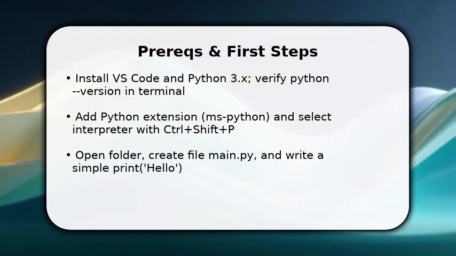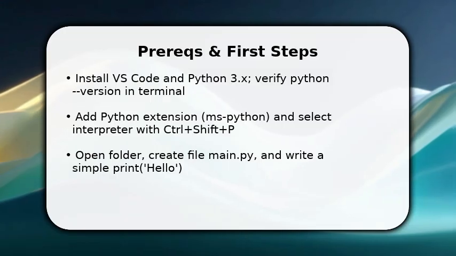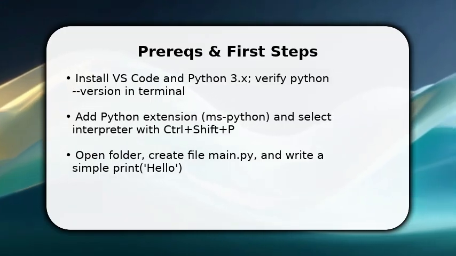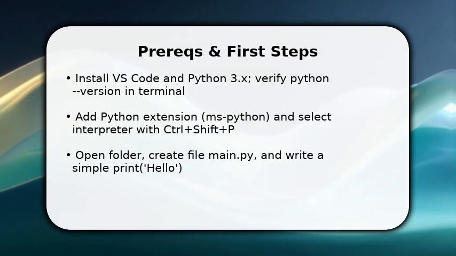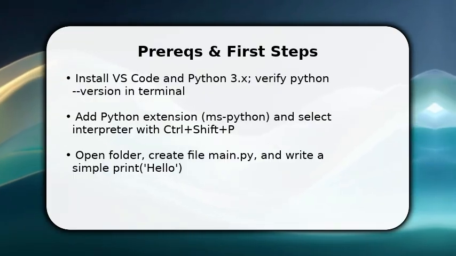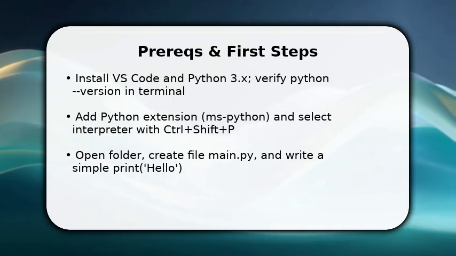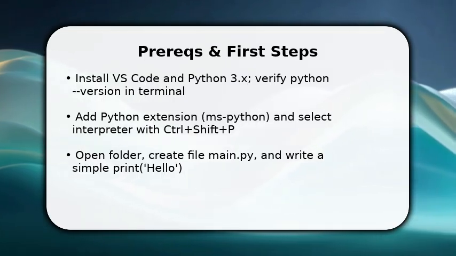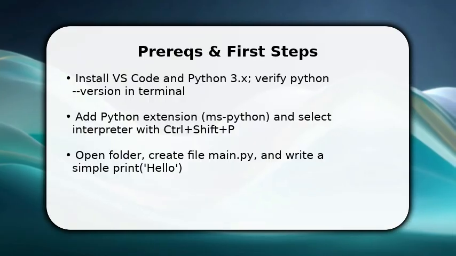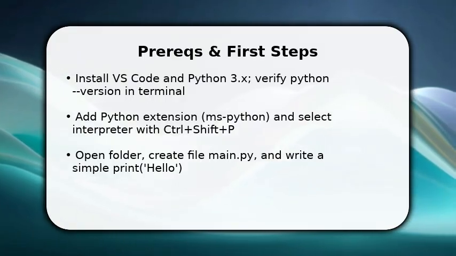You start by confirming the essentials so nothing blocks execution. Open VS Code, then confirm Python 3.x is on your path by running python --version. Once done, install the official Python extension and use Ctrl+Shift+P to select the interpreter for your workspace. This ensures the right environment runs your code.